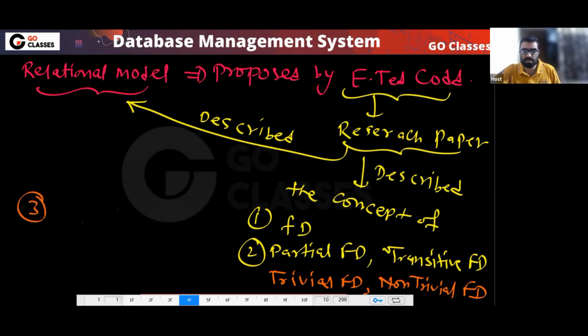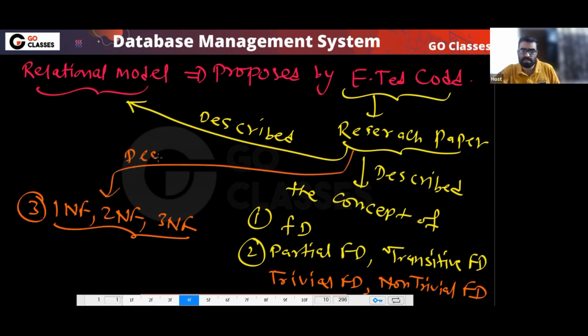Also, the third point: concepts like 1NF, 2NF and 3NF, the first, second and third normal forms, are also in this research paper. He described these concepts too, and we will study them today. But all these concepts and the relational model we have already studied. We have already seen what a relational model is. All these concepts were given by Edward Ted Codd.